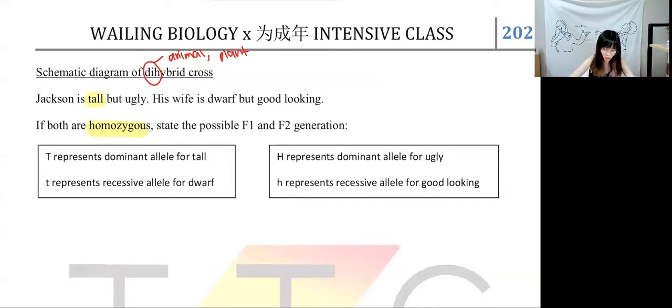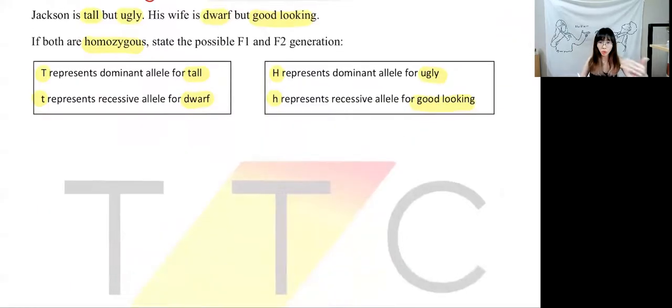Okay, so again, Jackson is tall and ugly. The wife is dwarf but good looking. Big T representing tall, small t representing dwarf. Big H representing ugly, small h representing good looking. So we have the information that we need to draw a schematic diagram. In exam, there is no labeling at the side, so we have to write the label by ourselves. So we have Jackson and the wife, Jackson and wife.